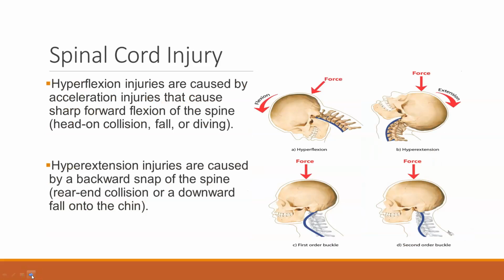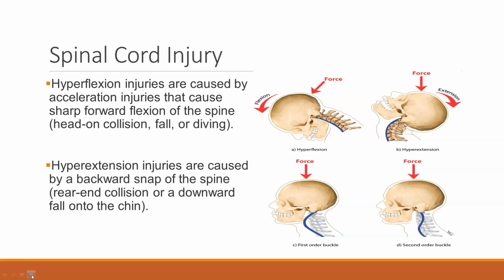You have injuries that are going to be caused by either hyperflexion or hyperextension, if we're talking about just the mechanical movement of the spine. Hyperflexion injuries are caused by acceleration injuries. They produce a sharp snap forward of that spine, and you see these with head-on collisions, falls, and diving.